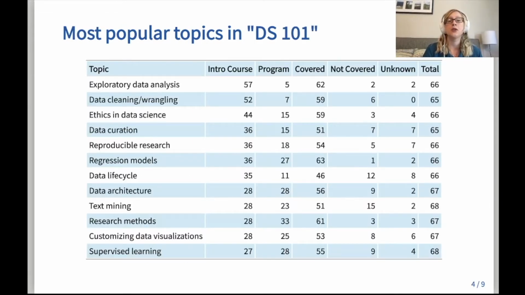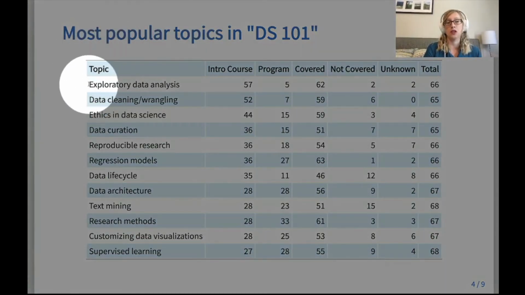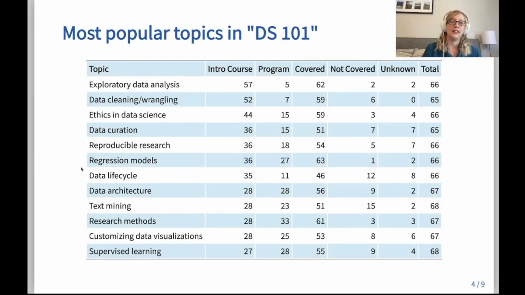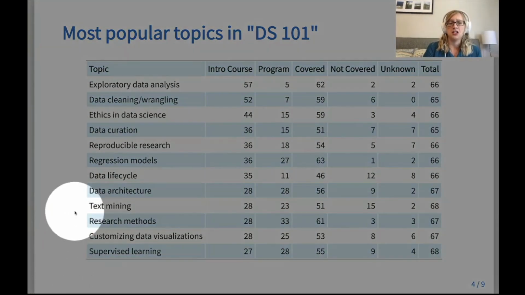So first, what I'd like to do is focus on the most popular topics in Data Science 101. And right away, you can see that there's kind of a disconnect between the top 3 most important topics and then everything else. So exploratory data analysis, data tidying, and ethics in data science were the most important topics, or the most popular topics for the introductory course. After that, there's a bit more of a plateau. Reproducible research, regression methods, data life cycle, and data curation were covered by a little more than half of the data science instructors. Everything else failed to reach 50% support.